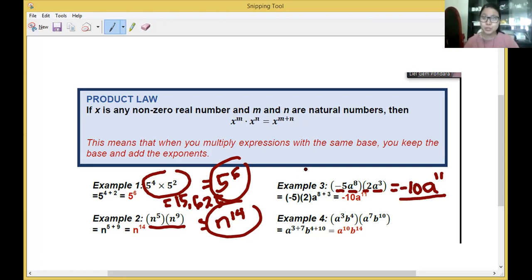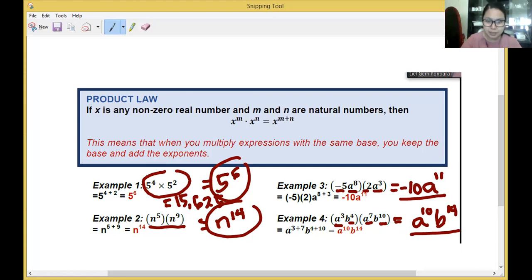Next, let's go to example number 4. We have two bases, a and b. So we start first by adding the exponents for base a. So we have 3 plus 7. The answer is 10. For b, we have 4 plus 10. That is 14. So this is now the answer. Now let's go to the next one.